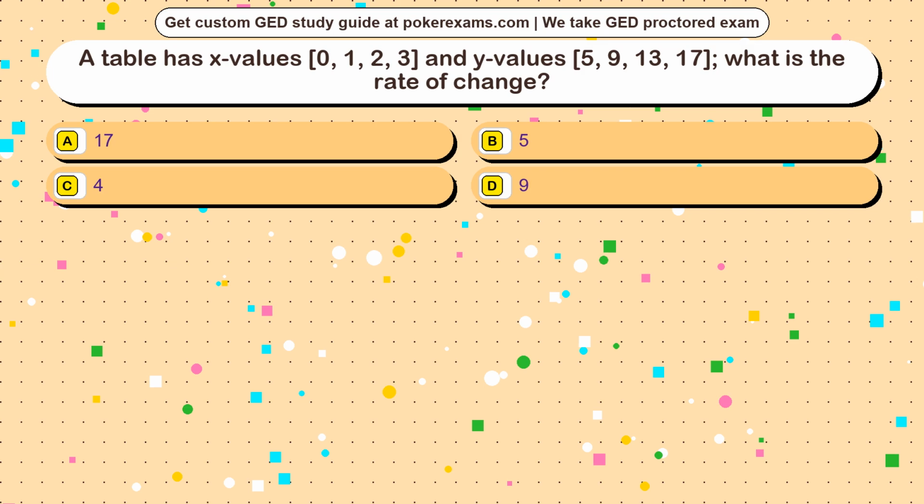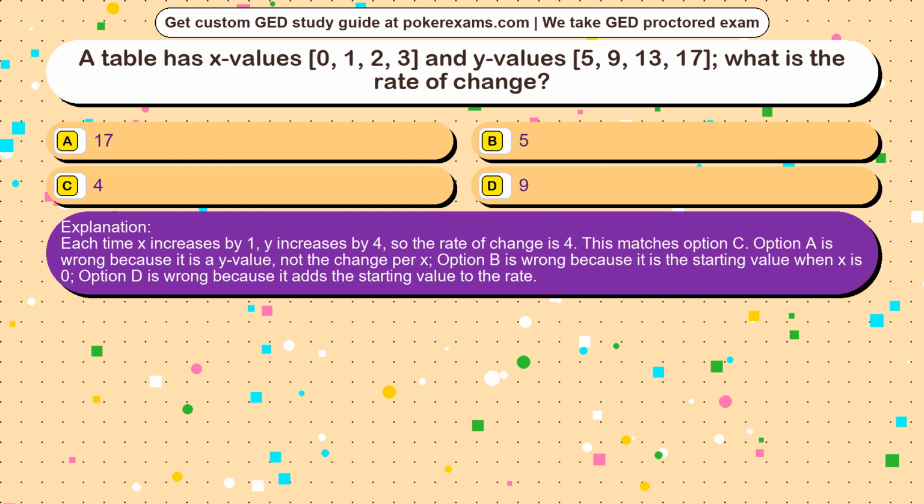The correct answer is option... Each time x increases by 1, y increases by 4, so the rate of change is 4. This matches option C. Option A is wrong because it is a y value, not the change per x. Option B is wrong because it is the starting value when x is 0. Option D is wrong because it adds the starting value to the rate.